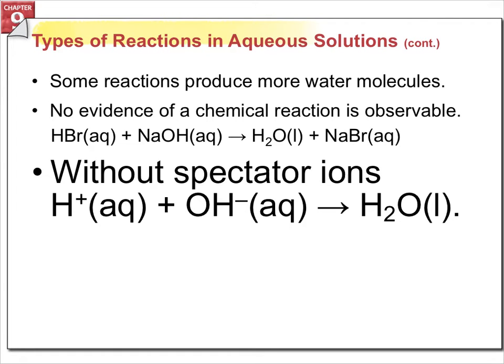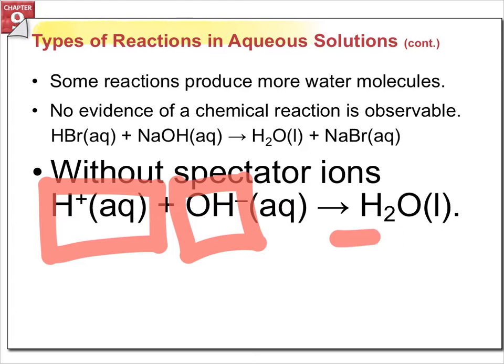Without spectator ions, this is how we would write the equation. We have hydrogen and hydroxide, and we end up with more water. Some of you might question, why is this hydrogen on its own? Why is it not diatomic? That's because we've just taken it from here, from the bromic acid, and so it is on its own. And if you notice here, it has a positive, so it's an ion, so it can be written that way.